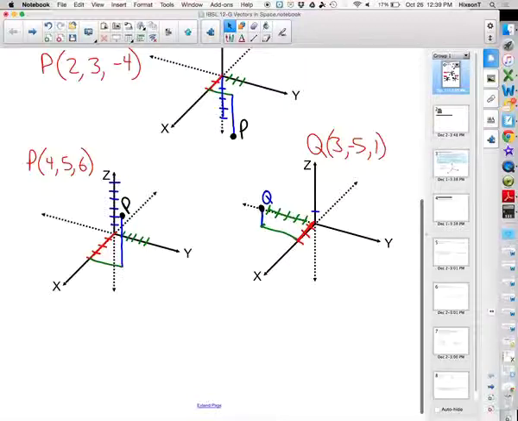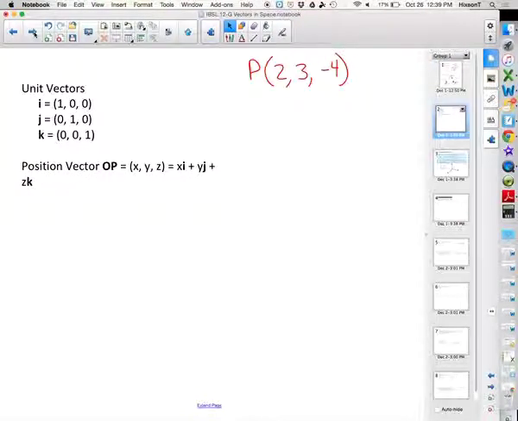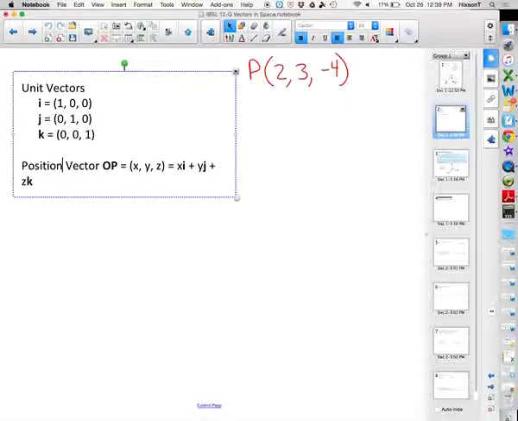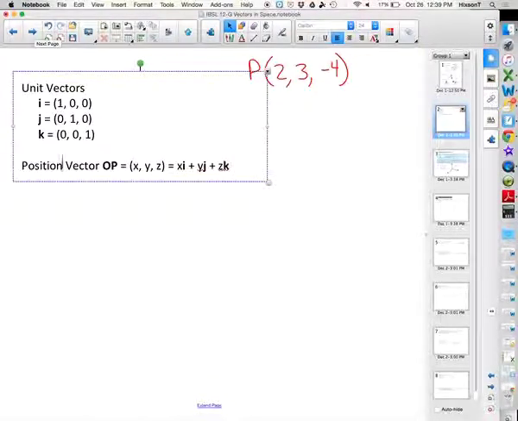Okay. All right. Messing with my text boxes. There we go.